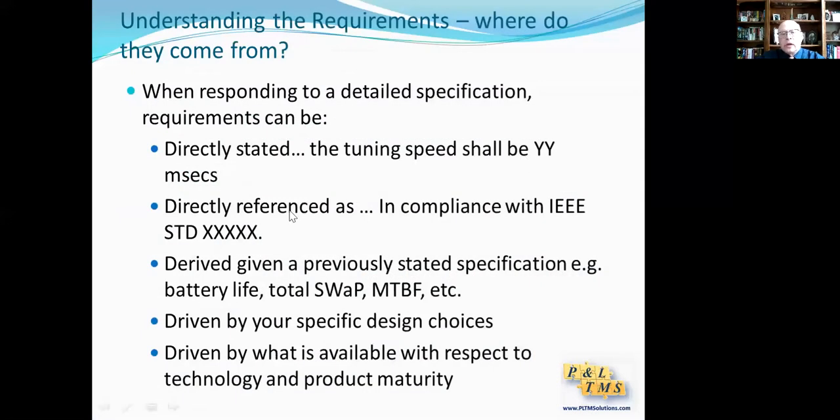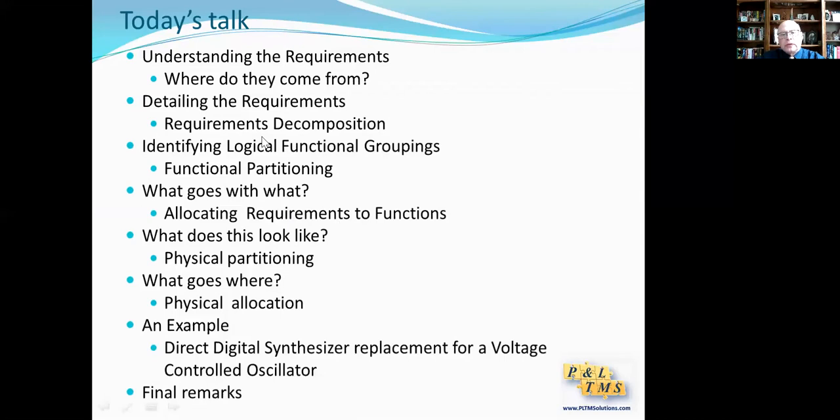Okay, so we're going to be talking about understanding the requirements. Where do they come from? Detailing the requirements through the composition, allocating it through functional identification, functional partitioning. Then we're going to say what goes into what, right? So we're going to allocate the functions. What does this look like? So we're going to have to go through physical partition and physical allocation.